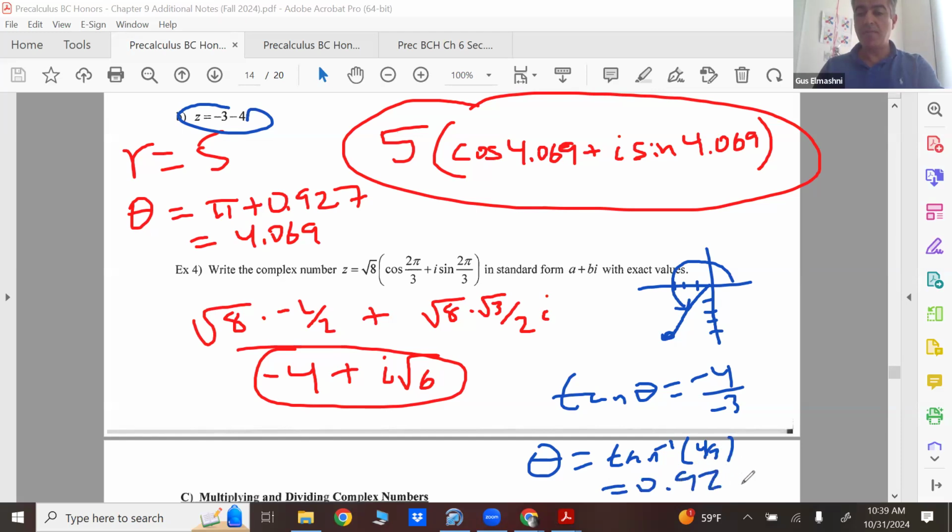Yes, go ahead, Kyle. So if that's in the first quadrant, that means that the reference angle here is 0.927. That's a reference angle. But I did a half revolution before I got there. What's half revolution in radians? I'm not choosing whatever I want. I'm doing it based upon what's appropriate, based on the location. That's why I did pi plus that.